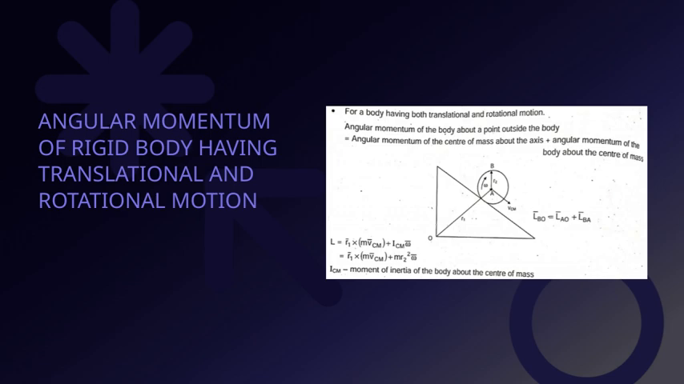A key point here is that the total angular momentum depends on the choice of the reference point. If we select the center of mass as our reference point, the calculations simplify because the translational and rotational components can be separated more easily. This slide emphasizes that understanding the angular momentum in this combined motion is essential for analyzing the dynamics of rigid bodies in real-world applications, where movement isn't purely rotational or purely translational, but a mix of both. By grasping how these components interact, we can better predict how objects will behave under various forces and moments, which ties back to our overall theme of understanding rigid body dynamics comprehensively.